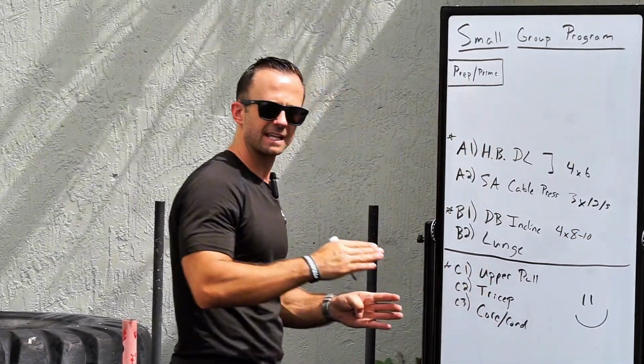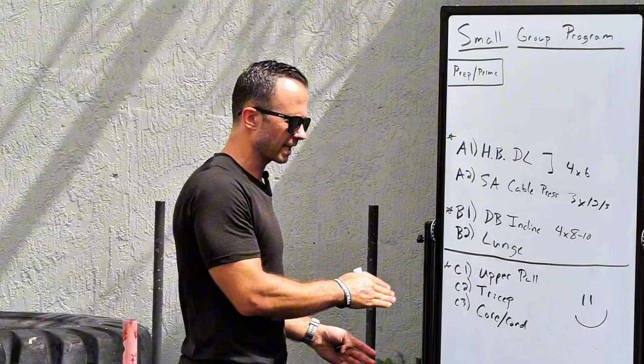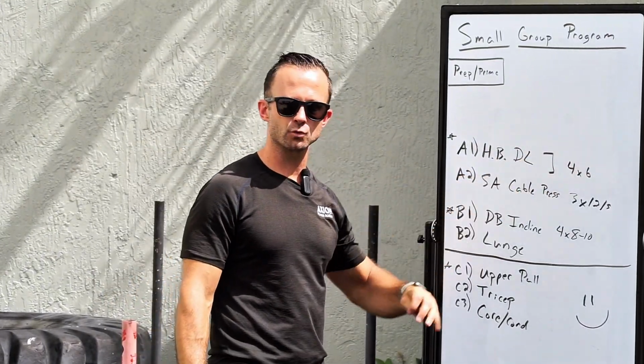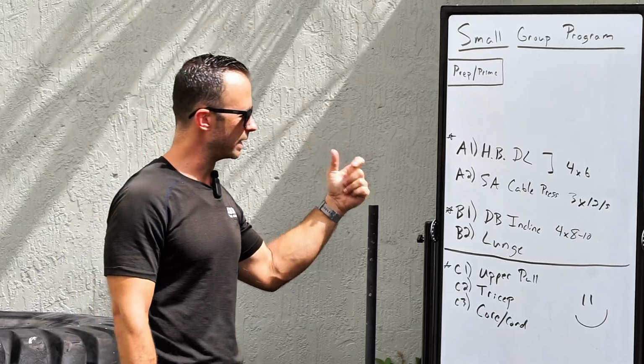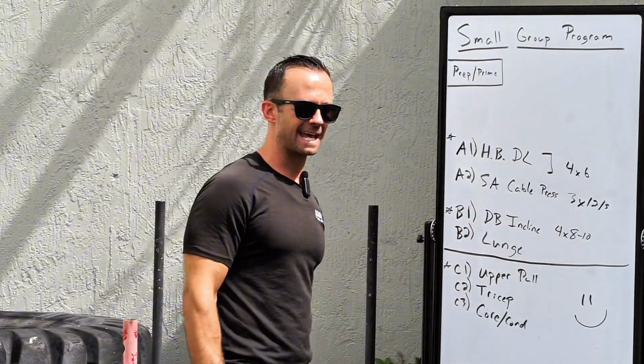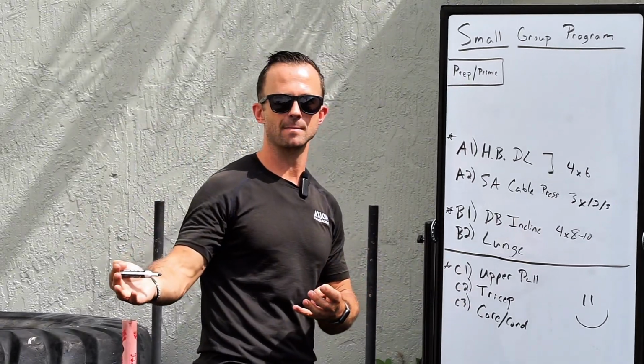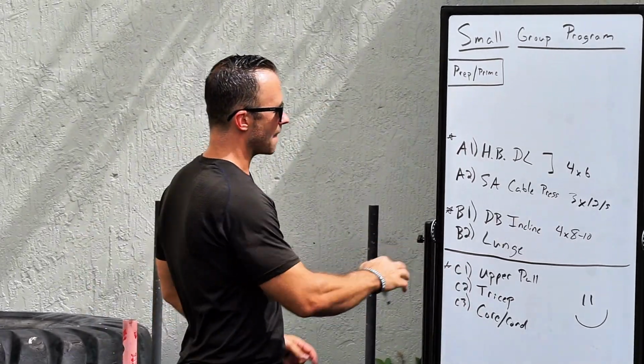So again, still a kind of hypertrophy range for them, not truly in the strength range. They trained a little bit heavier around the 6 rep range with their horizontal press earlier in the week. 4 by around 8 to 10. This is going to be good for them, dumbbell incline. And they both move well there, so I can have them do the same exercise. It's a good fit. And then the lunge.